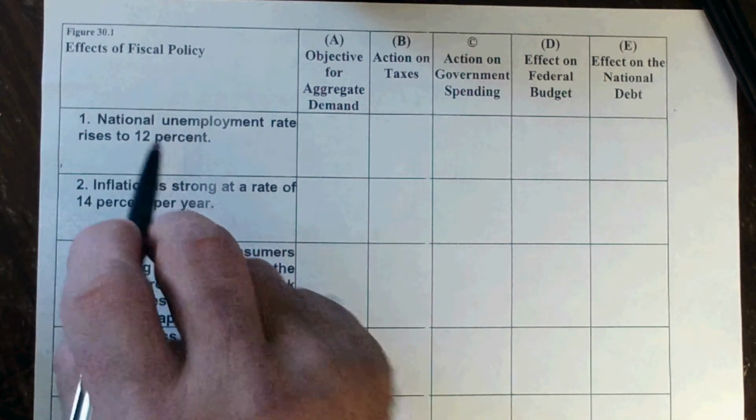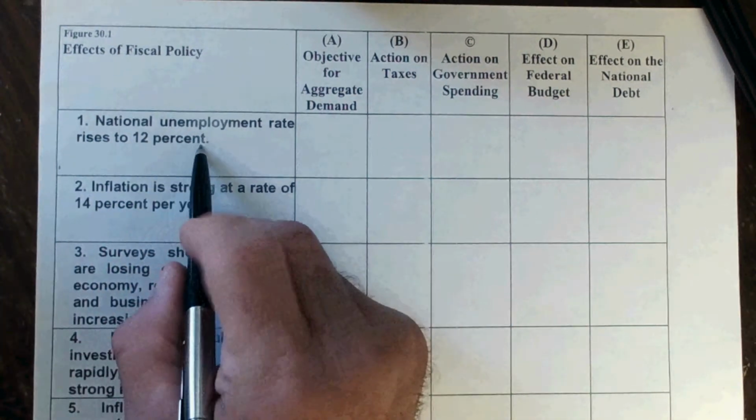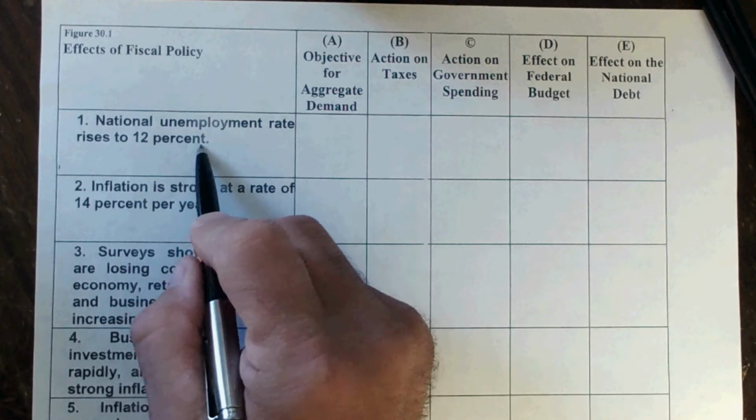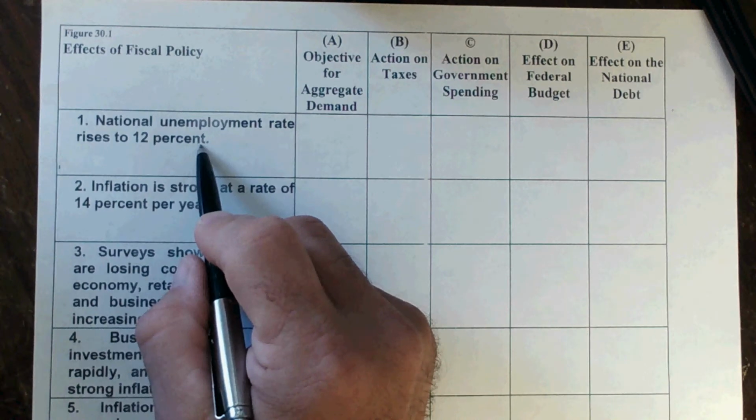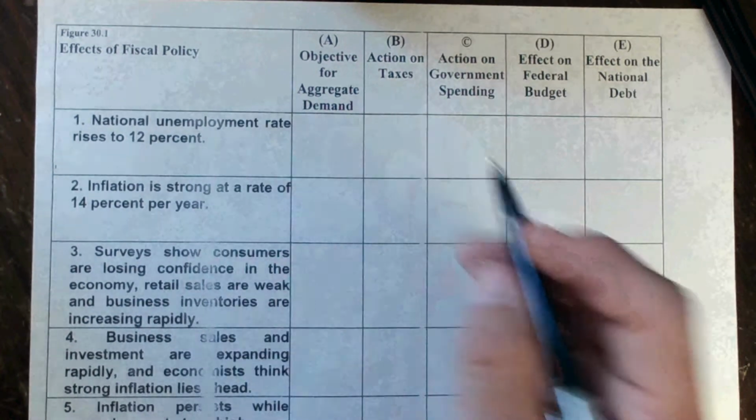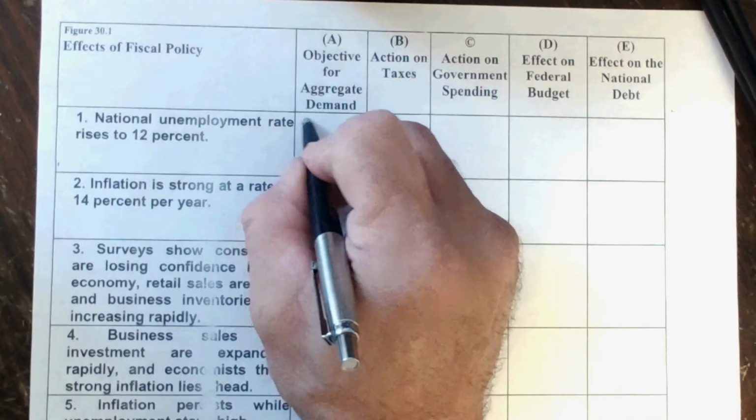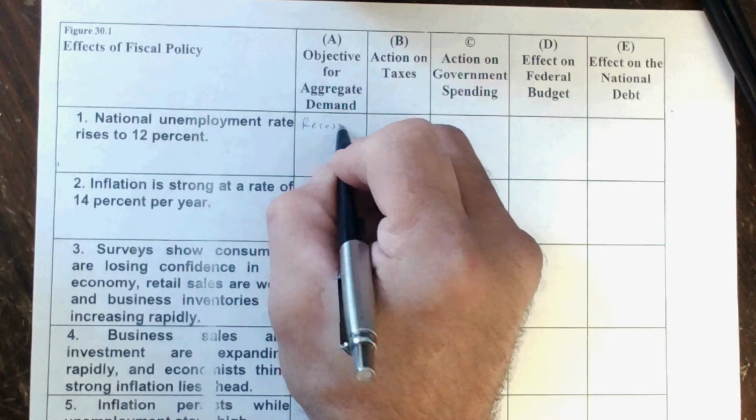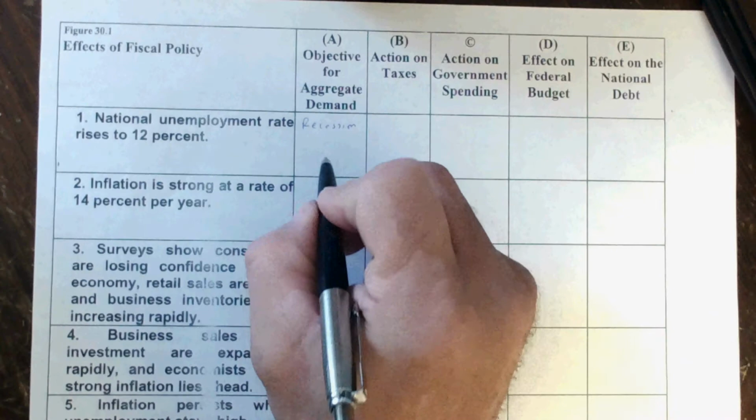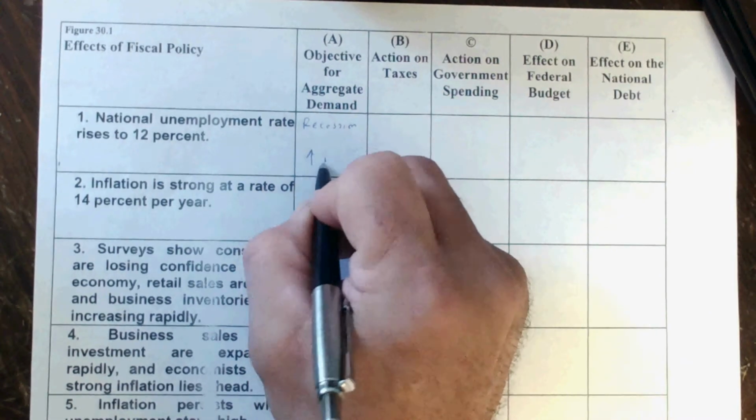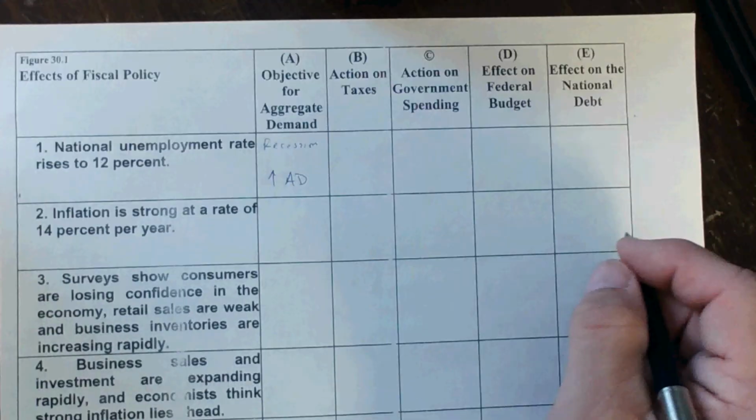The national unemployment rate rises to 12%. Which economic scenario would that give us? Inflation or recession? This would result in a recession. The objective for aggregate demand would be to increase aggregate demand. How can the government do that with fiscal policy?